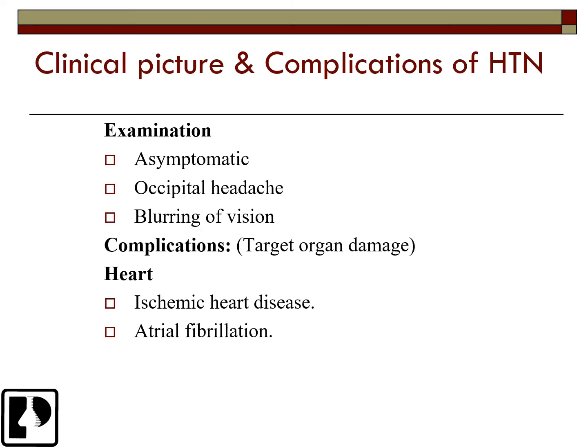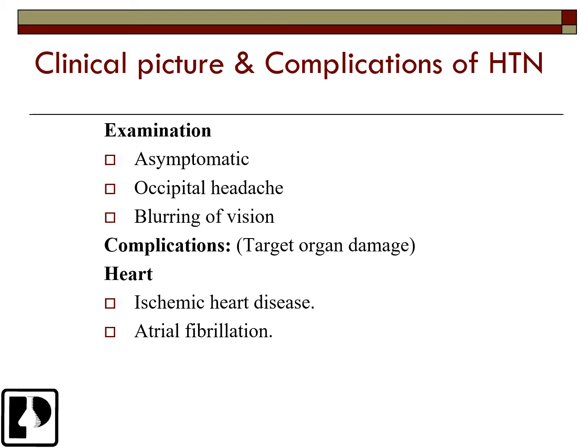Clinical picture and the complications of hypertension. Mostly the patient with hypertension is asymptomatic or sometimes comes with just a headache. But it is discovered accidentally or discovered after the complication has occurred. The type of headache is occipital headache, taking the back of the head, and sometimes we have blurring of vision. It is haziness in the vision of the patient, so they cannot concentrate on any image in front of them.